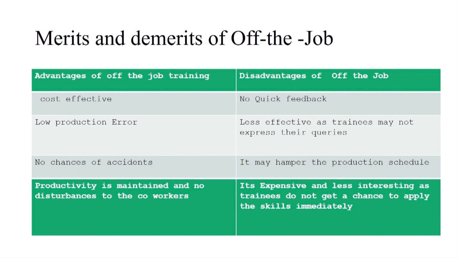Now, as when I was discussing the on-the-job training methods, we came across the different advantages and disadvantages. So is the case with the off-the-job training method also. The following are the advantages and disadvantages mentioned on your screen. As you can see, it is cost effective, because there is no loss of machinery or damage. Low production error, because the people are not asked to work on the exact machinery. It's just the duplicated or simulated part. Then no chances of accident, because people are not performing the actual task, and productivity is also maintained.